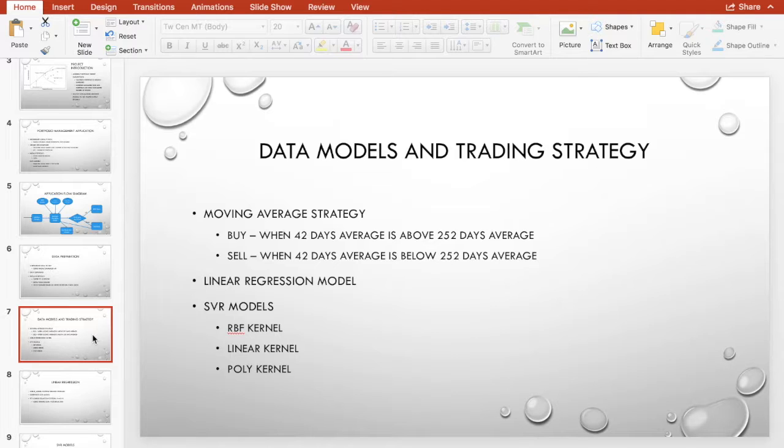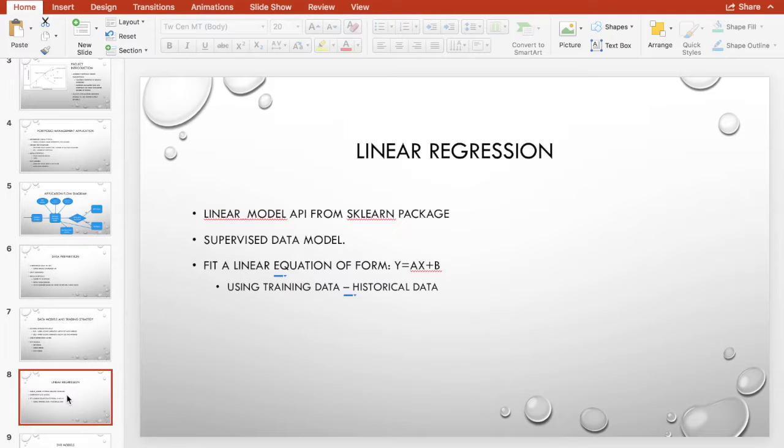The data models I implemented are a linear regression model and an SVR model with three different kernels. Linear regression is a supervised data model, and it will use the historical stock data as training data to fit a linear equation of the form y equals ax plus b.